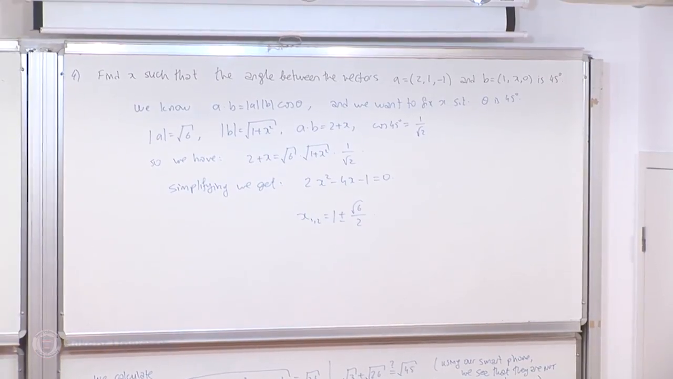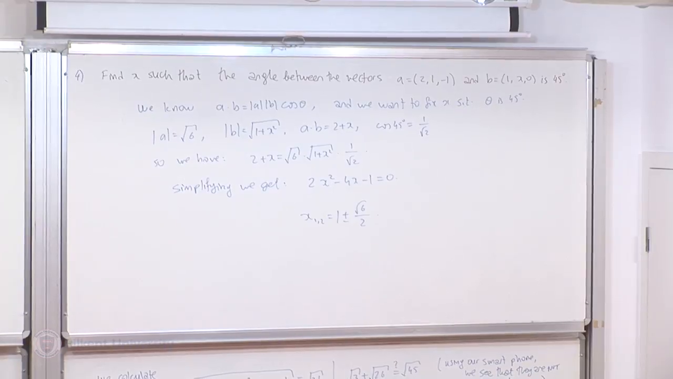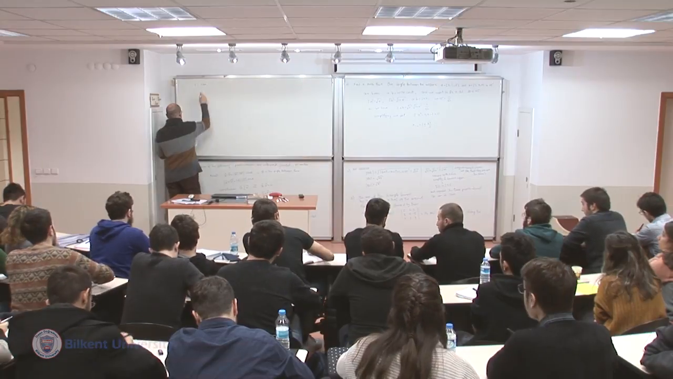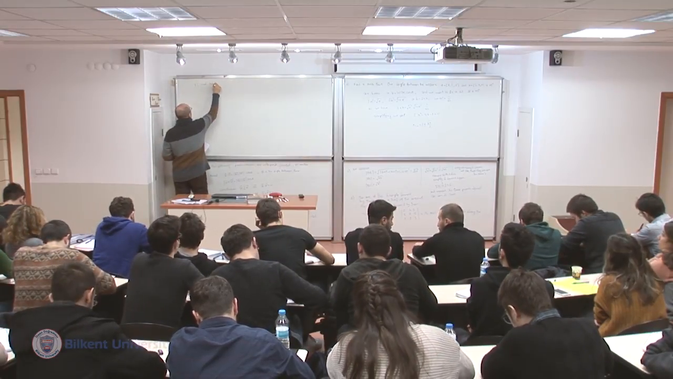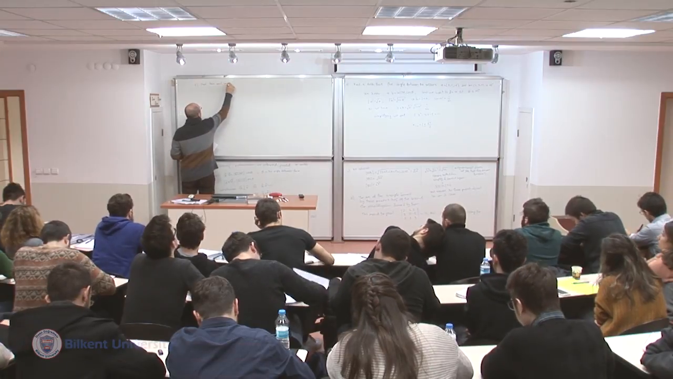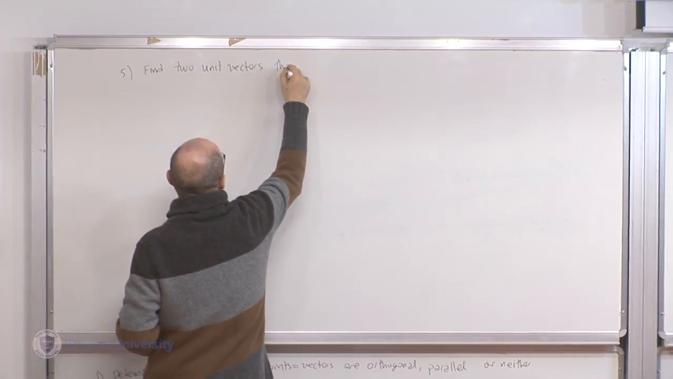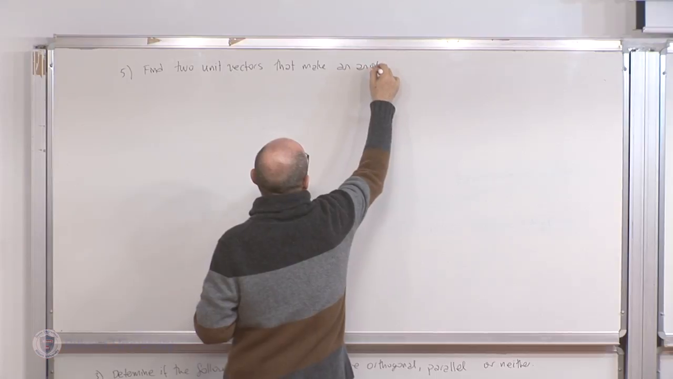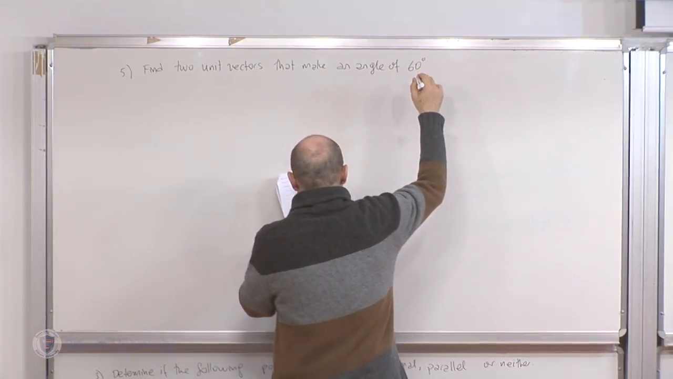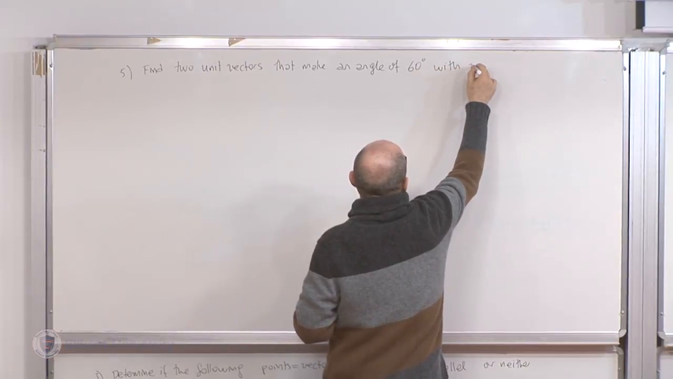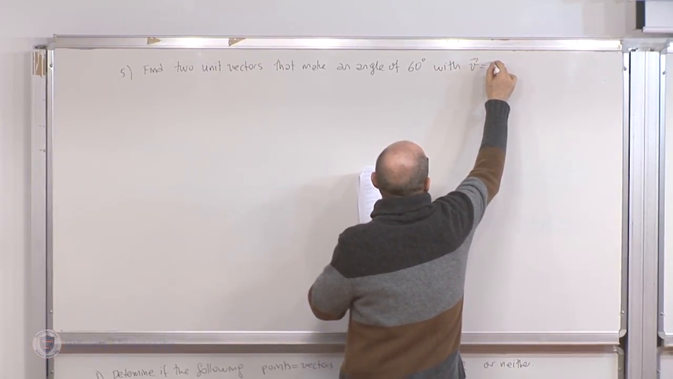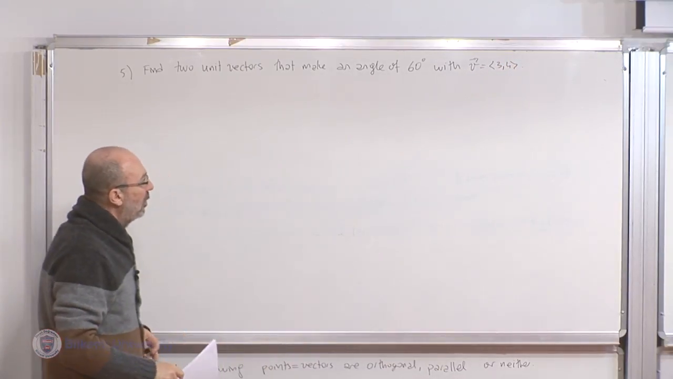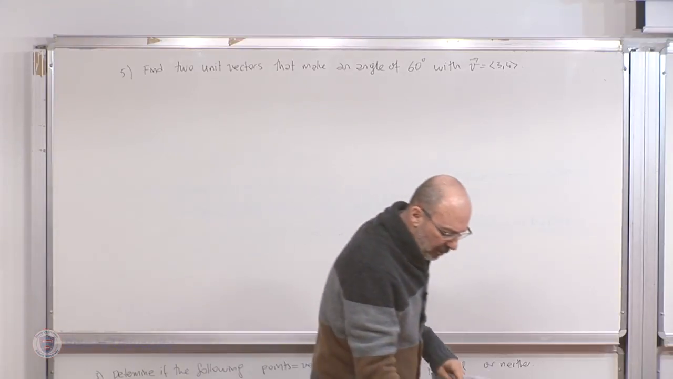Okay, so maybe I pass to more interesting problems. Let's do this one. This is also interesting. Find two unit vectors that make an angle of 60 degrees with our nice vector v. Let me use this notation to tell you that we can use any of these notations.